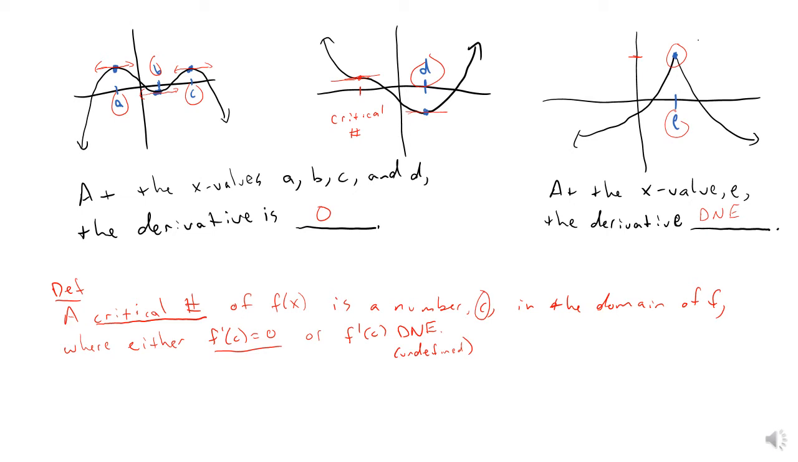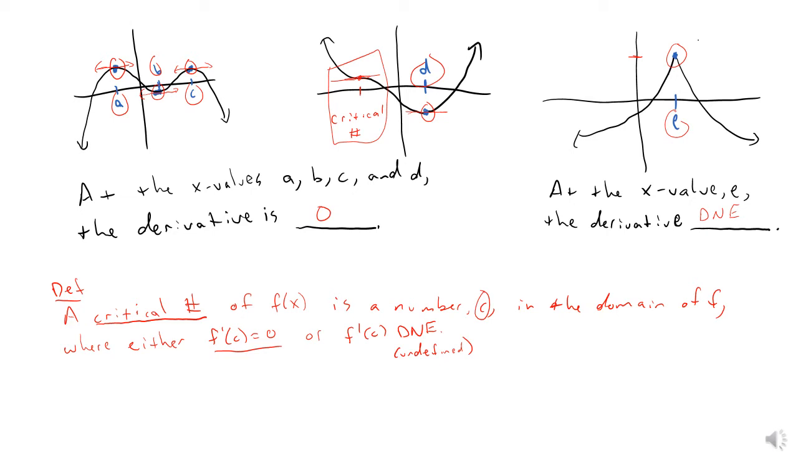One of our main goals in this chapter is to find all the extrema for a function. The first step in that process is to find all the critical numbers for the function. Once you find the critical numbers, then you need to figure out if those critical numbers give you an extremum or not. Sometimes a critical number could give you a max. Sometimes a critical number could give you a min. Sometimes a critical number will give you neither, like what we saw over here.